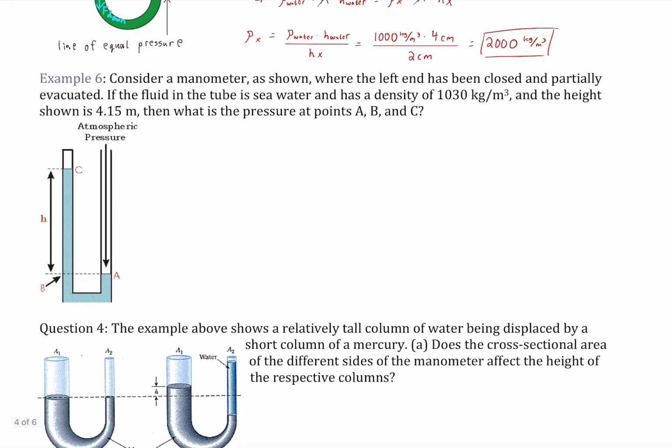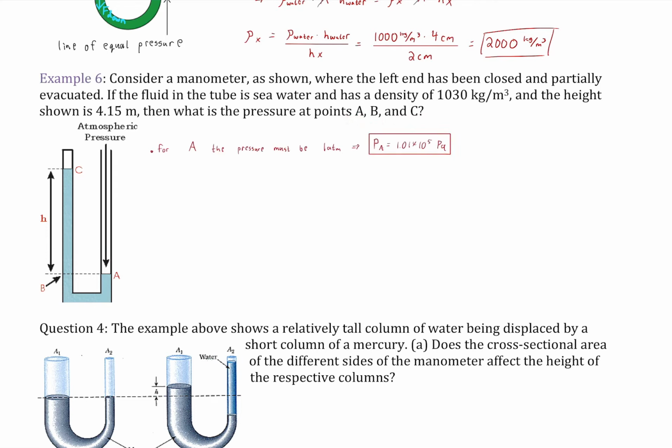Consider a manometer as shown. Okay, this one's a bit different because look, it has a sealed end. All right, the left end has been closed and partially evacuated, so we pumped out some of the air, right? And partial evacuation, we do this all the time, like think about using a straw. You create a partial vacuum in your mouth, thus drawing the fluid up the straw, right? Not a perfect vacuum, but a partial one. If the fluid in the tube is seawater and has a density of 1030 kilograms per cubic meter, and the height shown is 4.15 meters, that's h, then what is the pressure at points A, B, and C?